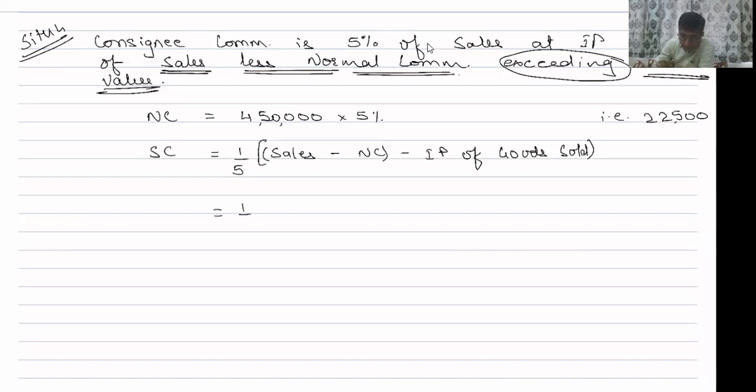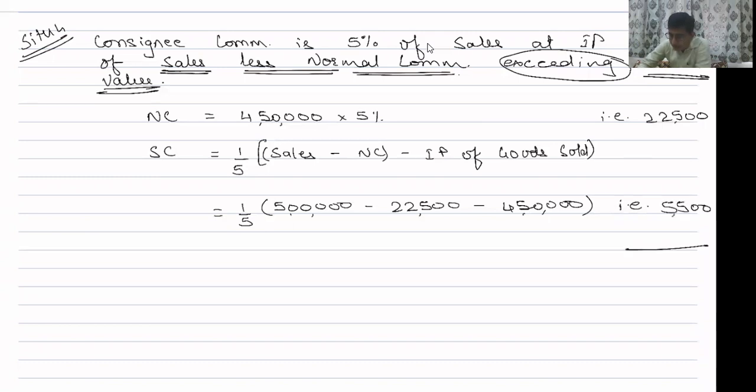Therefore, my special commission will be what? 1/5 of what? 5 lakh, which is my sales, less 22,500, which is my normal commission, less 4,50,000, that is my invoice value of goods sold. Are you able to understand this? So that comes to 5 lakh minus 4,50,000 minus 22,500, divided by 5. That is 5,500. So my total commission becomes what? 28,000. Did you understand this? Yes or no?